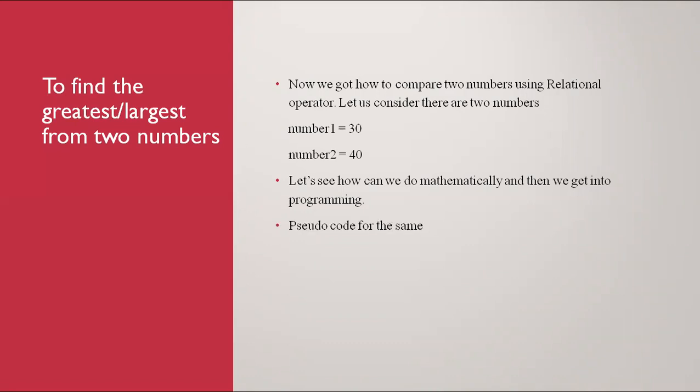Let's write a pseudocode for the same. Pseudocode is something like, if number 1 is greater than number 2, in that case, if you could see, this number 1 is greater, which means this is the greater number. If this condition is false, obviously number 2 is greater, right? Because we are comparing only two numbers.